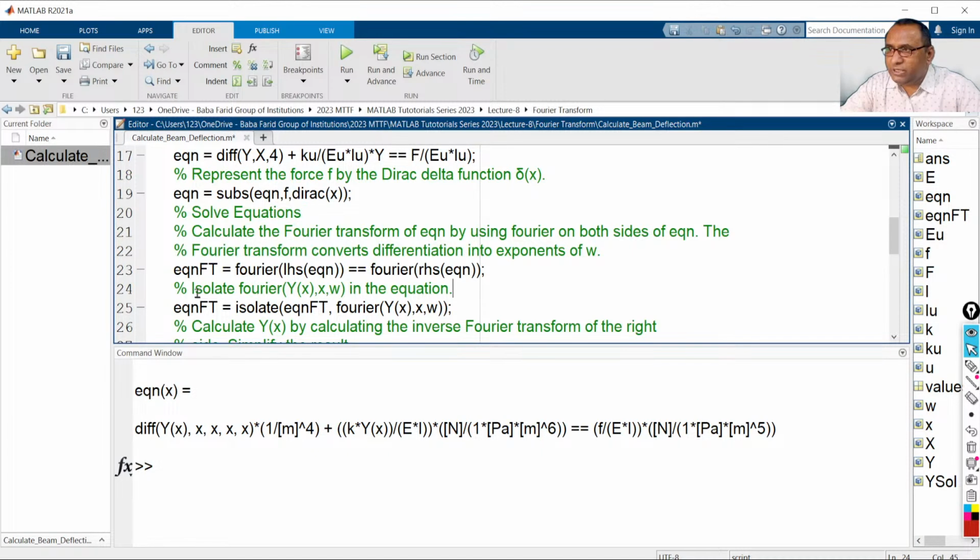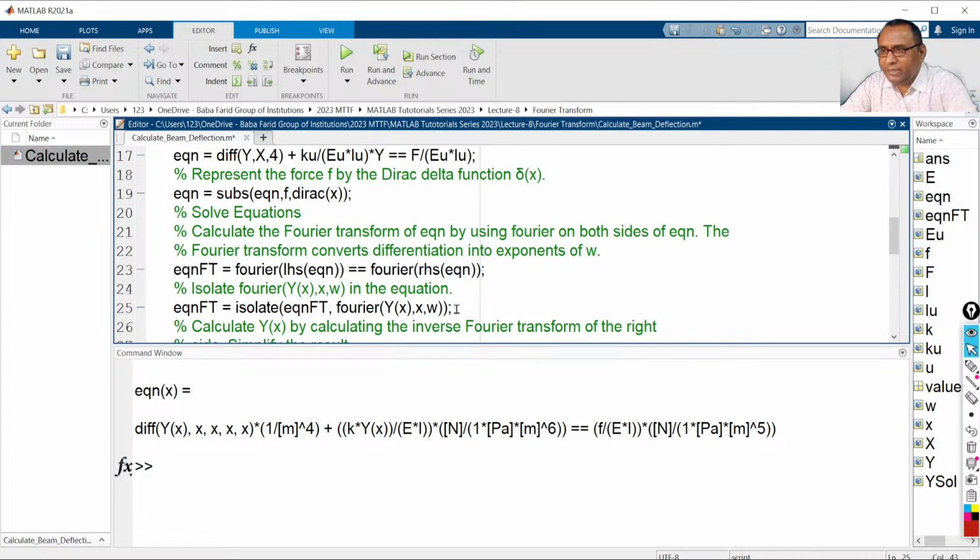Then we need to isolate Fourier. When you use this isolate function, it will simplify and get the value of the y function from this equation, and on the right hand side we will have some function involving x and w.